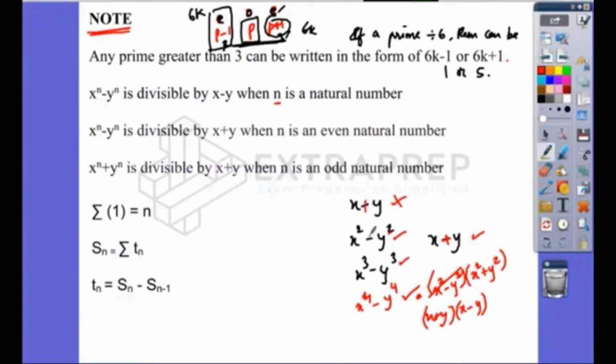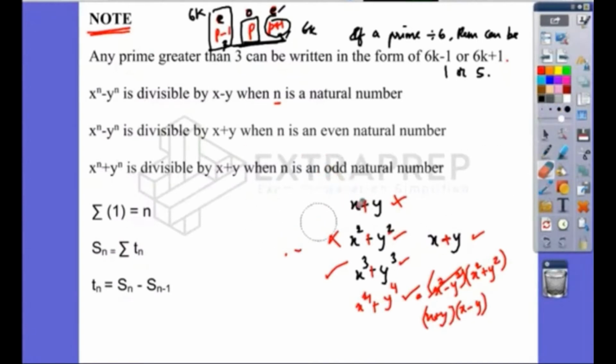Then let's talk about x plus y. Now x plus y, it's divisible. x square plus y square by x plus y, not divisible. x cube plus y cube by x plus y, divisible. So it's being divisible for odd numbers and not for even numbers. So x power n plus y power n is divisible by x plus y when n is an odd natural number. When the power is odd, it is divisible. This is what the points in the note tell you.